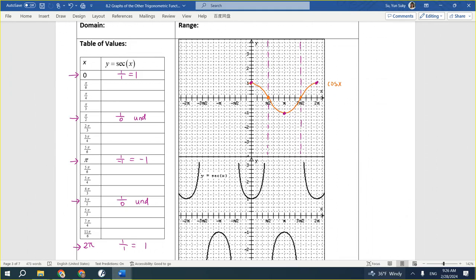Now, how do we draw it? So we have this point, and we're approaching this line. So therefore, we draw it like this. And then here we approach those 2 lines. We draw like this. And then on this side we draw like this. So the purple is the cosecant. You just flip the cosine. Flip it up, down, up, down.